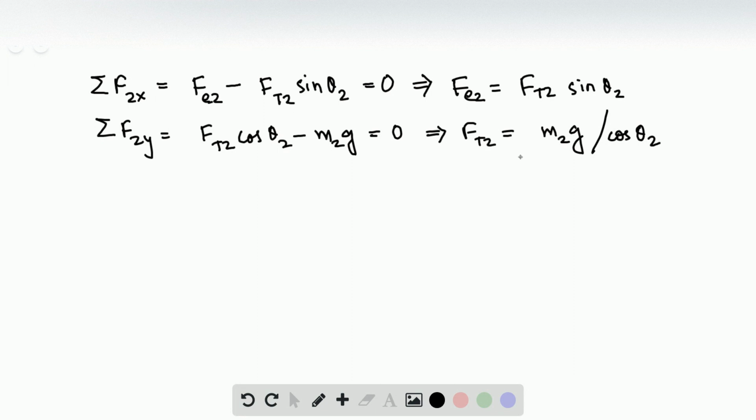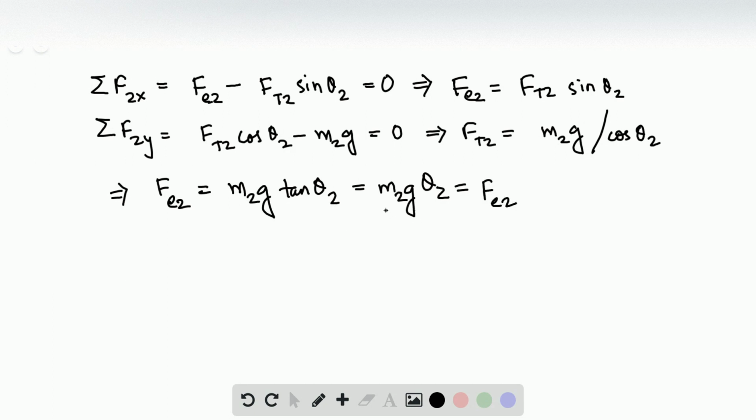Now we can similarly plug this value in this equation, and we get Fe2 to be m2g tan theta 2, and this is equal to m2g theta 2 using our small angle condition. Now let's call this our equation 2.